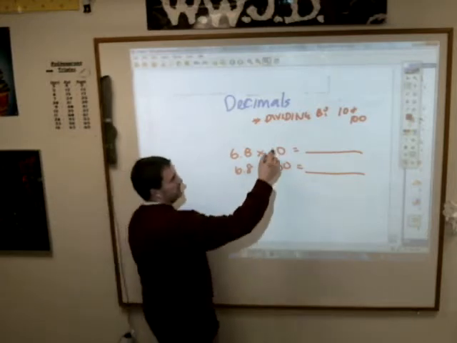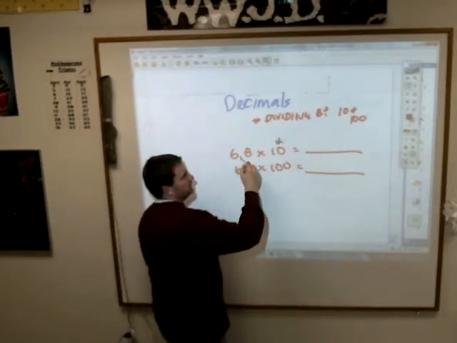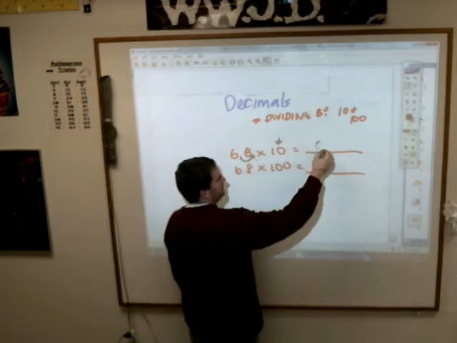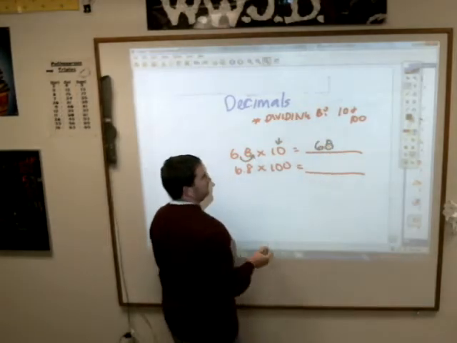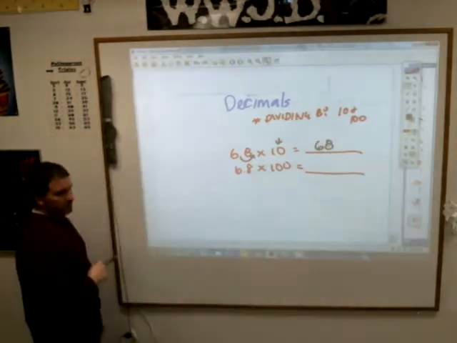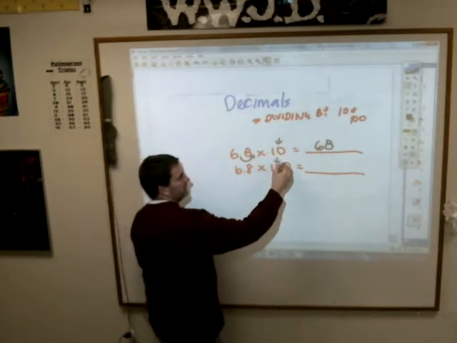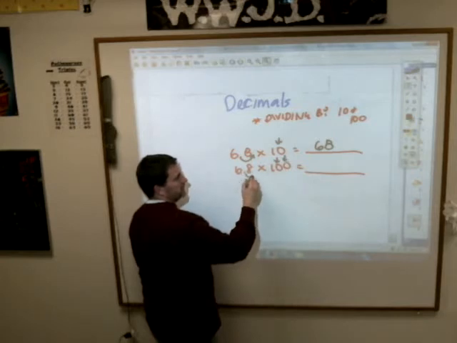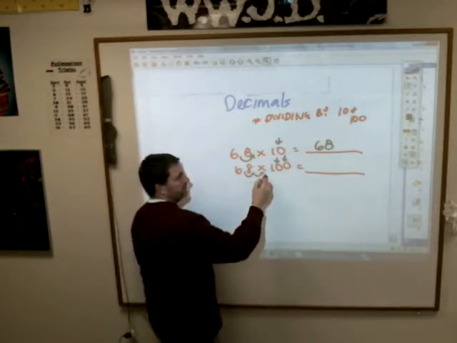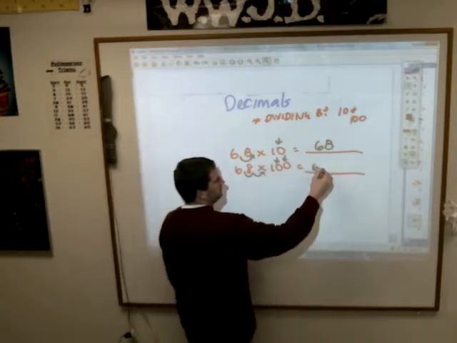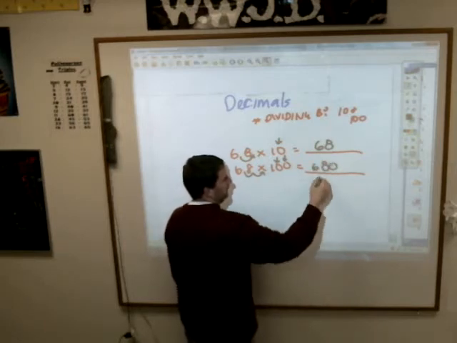68. 68, because if there's 1 zero, you just move the decimal one place, and this becomes 68. We don't have to put a decimal after whole numbers. Same thing here, there are 2 zeros. The problem this time is I only have 1 decimal place, so what has to happen there? You have to fill in with a 0, and it would be 680.